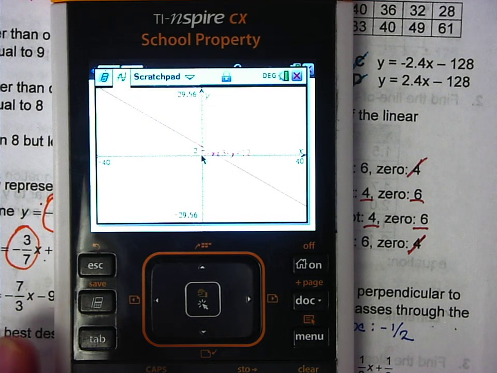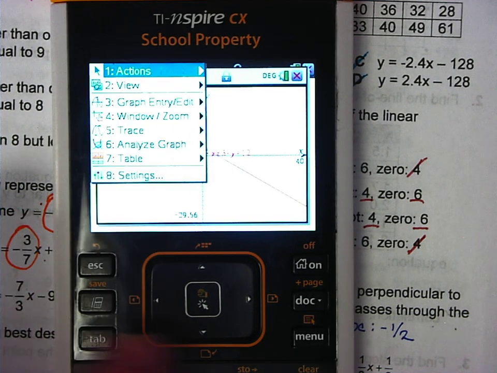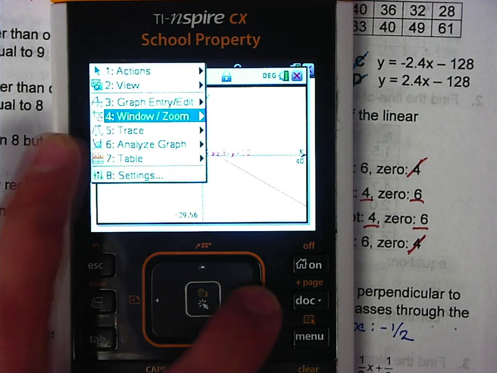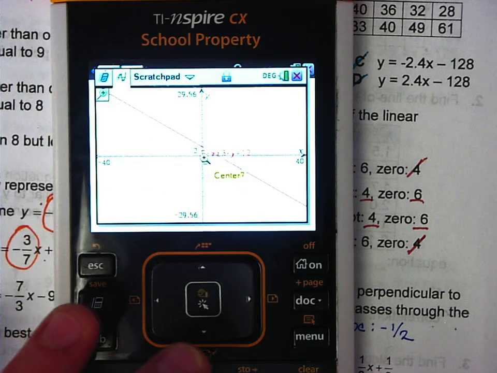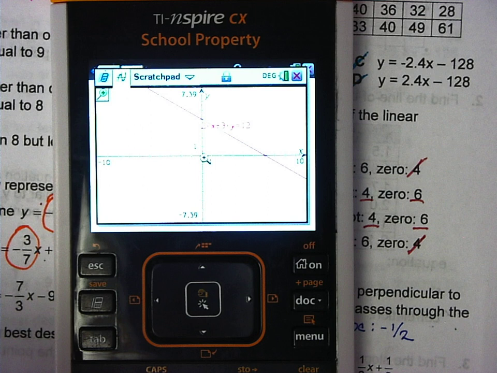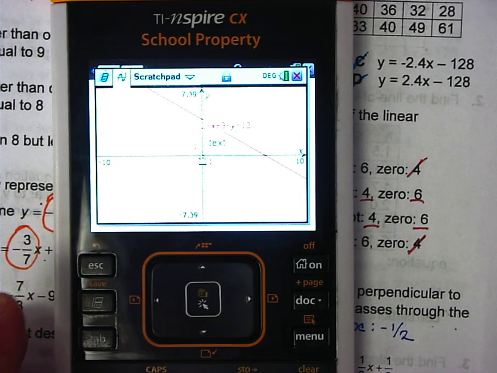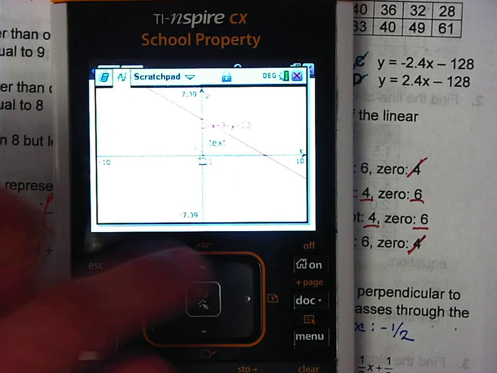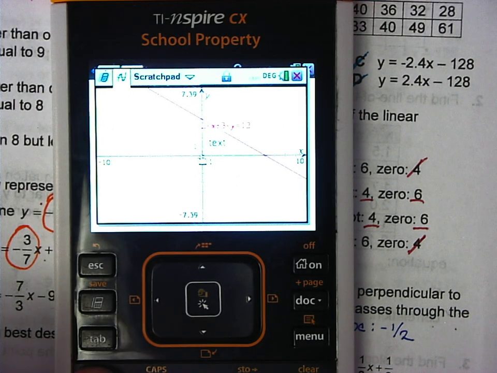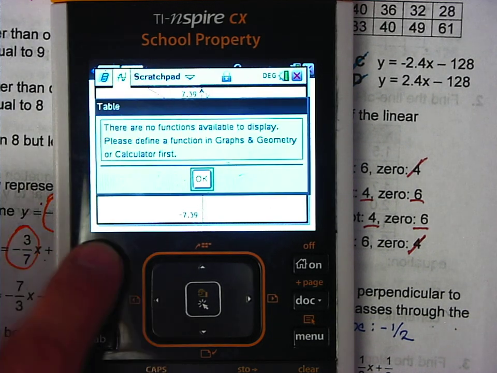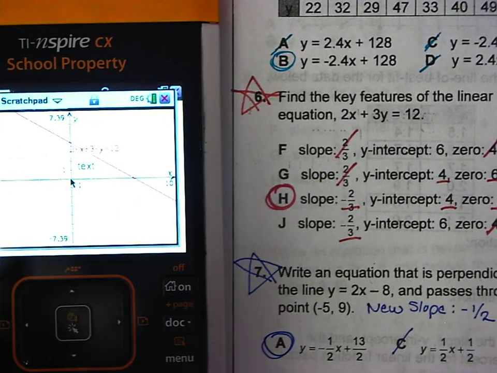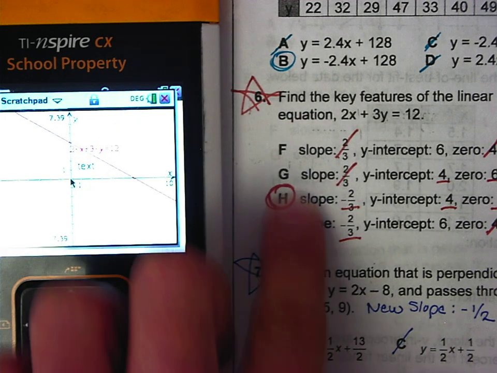Okay, there's my line. I can already tell that it is going to have a negative slope because it's going down. Let me zoom back in. All right. And I can tell that I'm going to have a positive y-intercept. I'll go ahead and just pull up a table. Control T will pull up a table. Oops, not in this case because I've graphed it as a relation. I can see I'm going to have a negative slope, so it takes away choices F and G, leaves me with H and J.